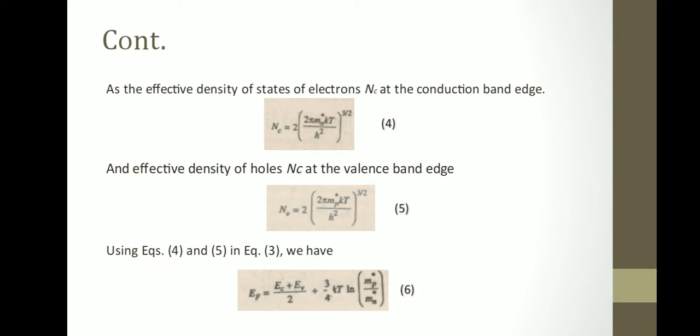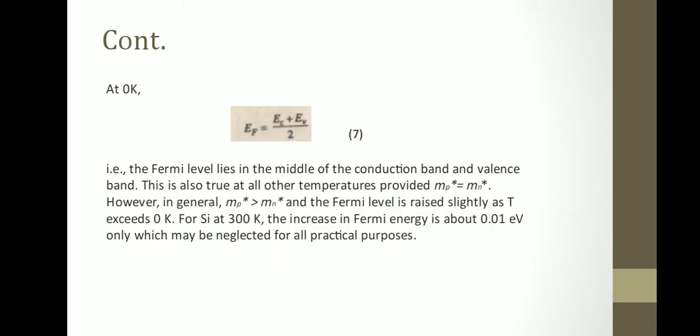The Ef is (Ec plus Ev) by 2. It means this is in the middle of the band gap, (Ec plus Ev) by 2, for intrinsic semiconductors. At 0 Kelvin, by using T equal to 0, the right term here vanishes, and we get Ef is equal to (Ec plus Ev) by 2. The Fermi level lies in the middle of the conduction band and valence band. This is also true at all other temperatures provided mp steric is equal to mn steric. If the effective mass of the hole and effective mass of the electrons are equal to each other, then Ef is always (Ec plus Ev) by 2.